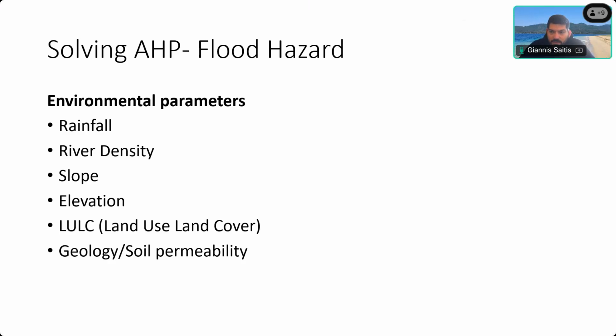Our example that we are going to work on today, in order to understand how this works, is the flood hazard. For this flood hazard, we will work with environmental parameters.